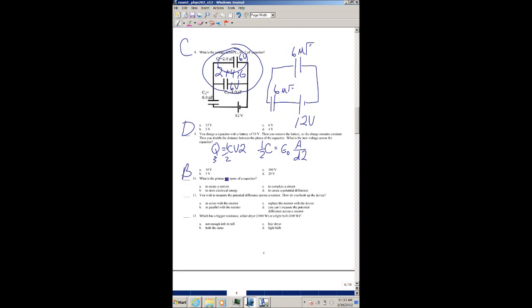The primary purpose of a capacitor is to store electrical energy. I want to measure the potential difference across a resistor. How do you hook up the device? You hook up voltmeters in parallel with a resistor.